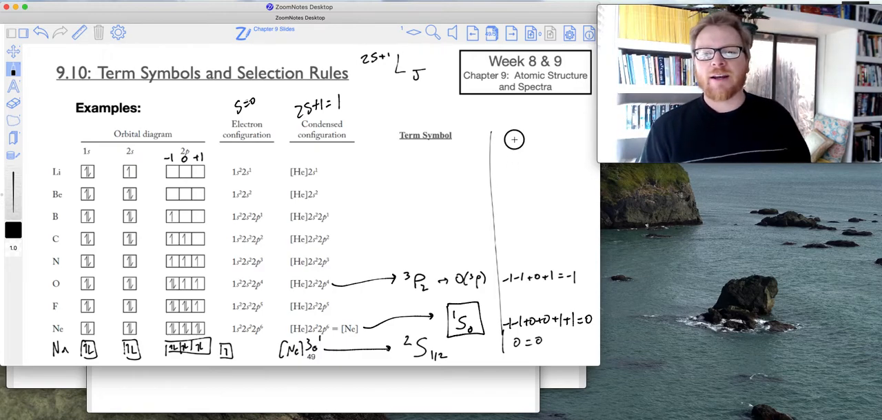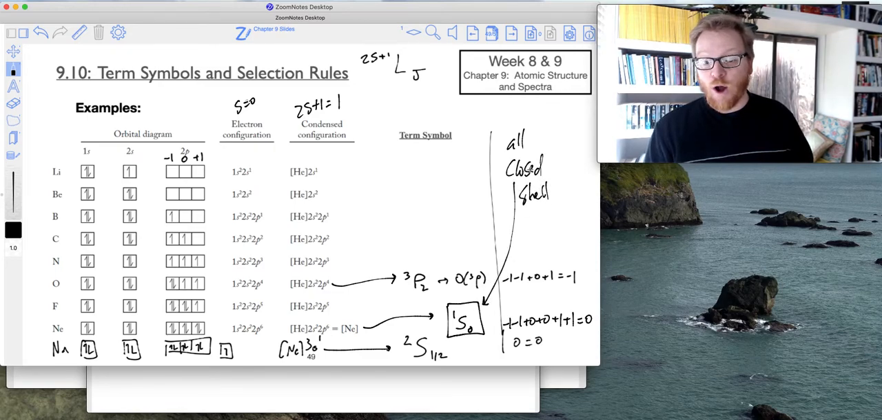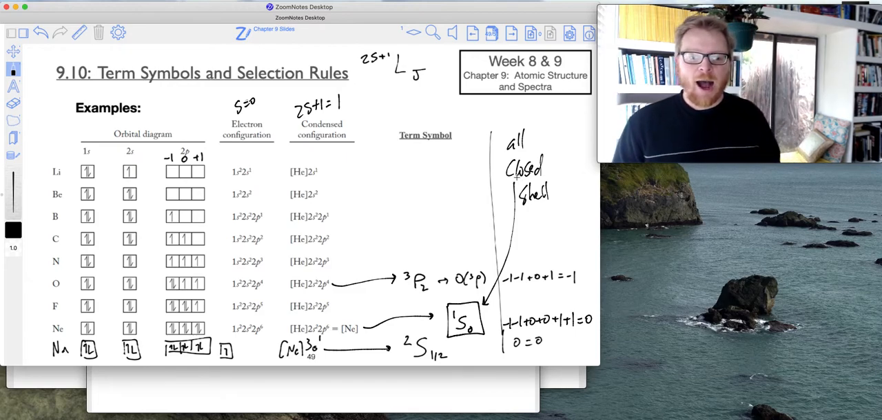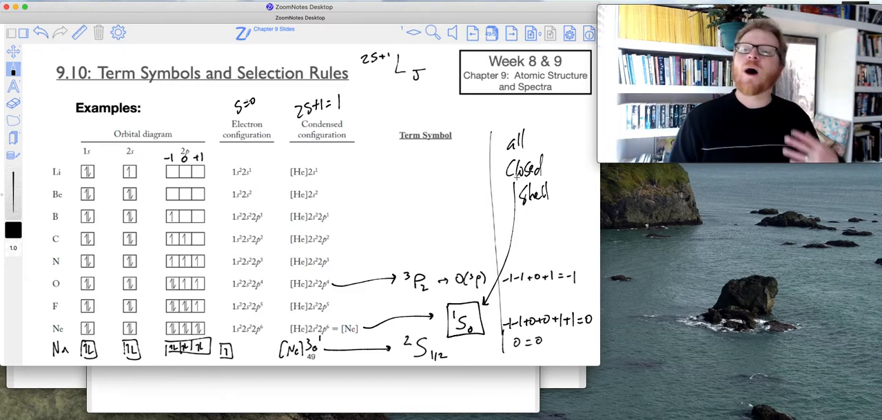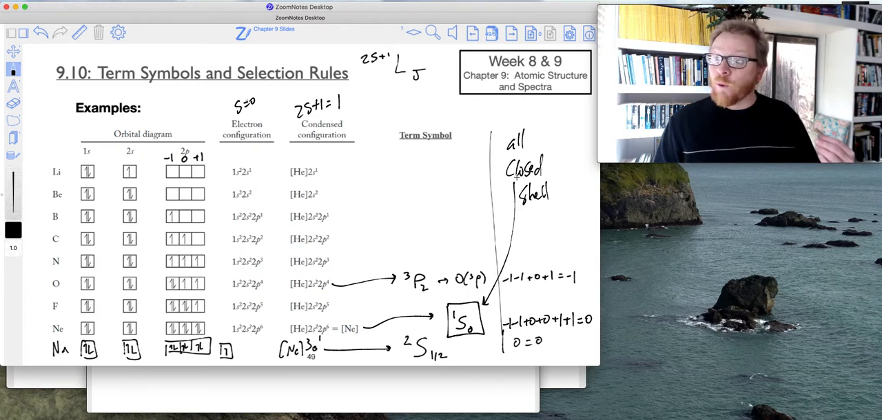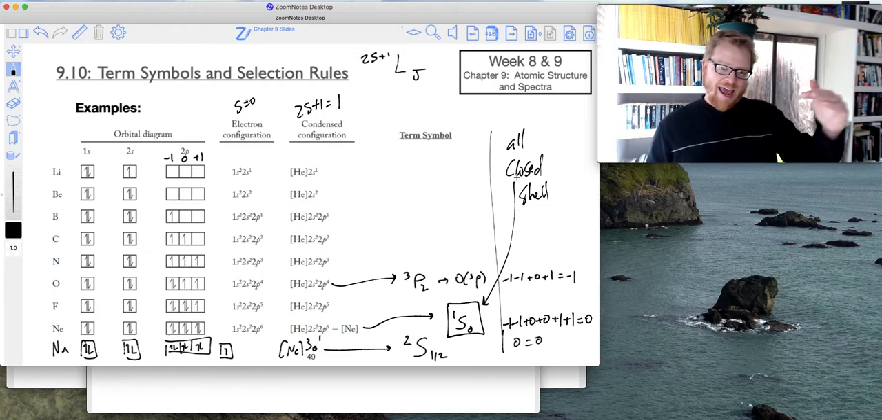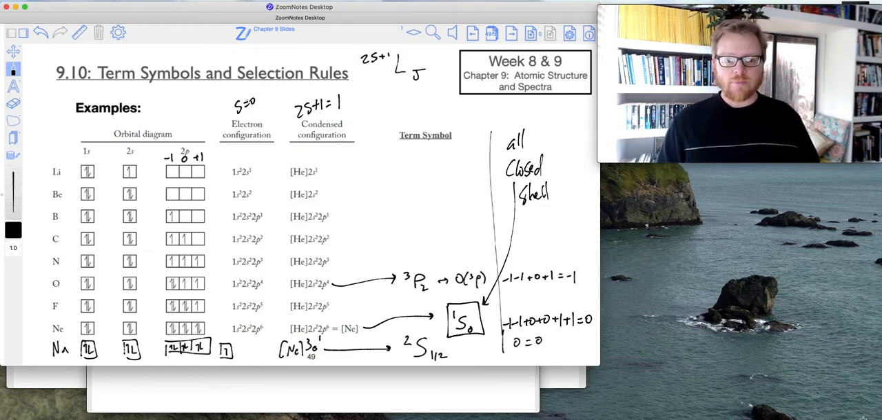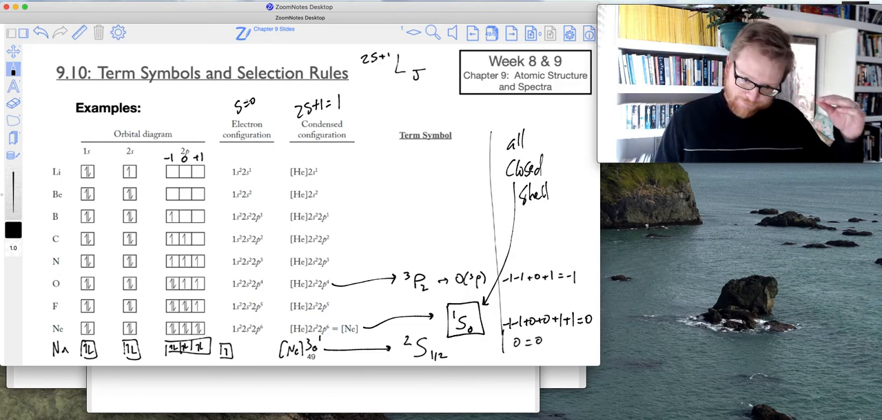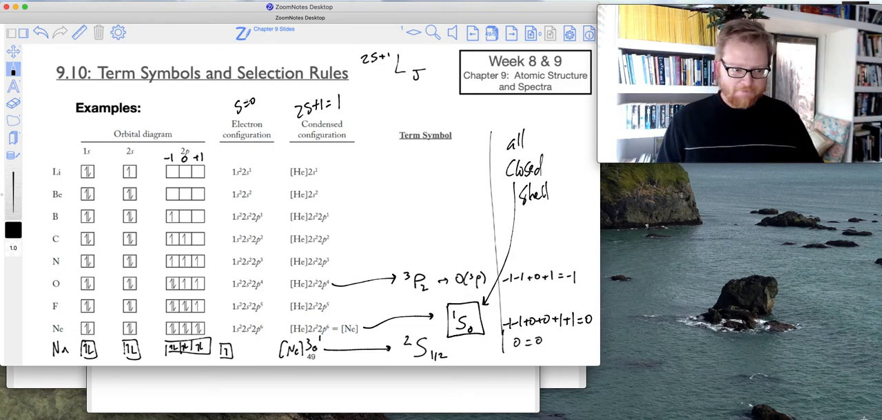I want you to recognize that all closed shell, and so first of all, recognize what closed shell means. It means it's isoelectronic with a noble gas. So closed shell means it has noble gas configuration, right? So all 1S0 terms are closed shell term symbols, okay?